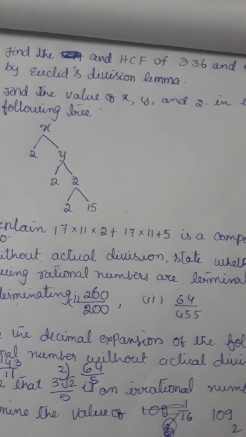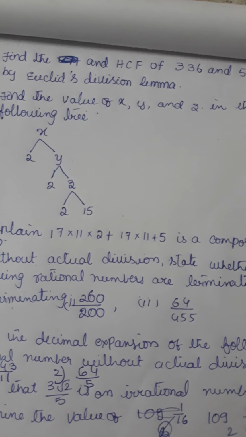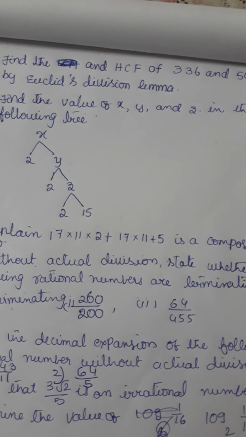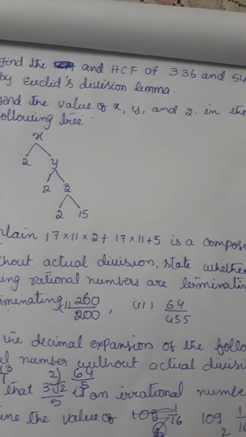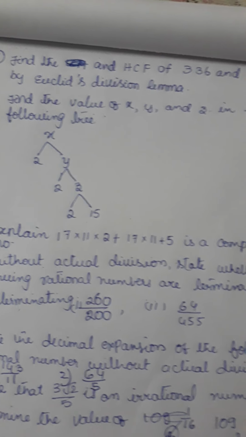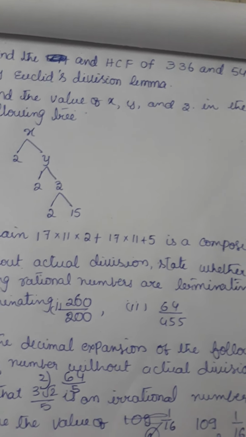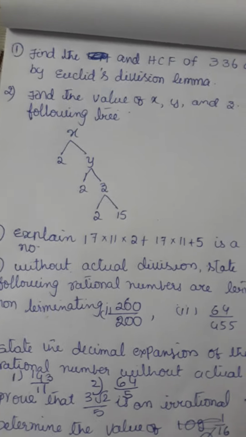Therefore, according to the fundamental theorem of arithmetic, any composite number can be written in the form of a product of primes. Similarly, if you can write anything as the product of primes, their product is automatically a composite number. Hence, we say that 17 into 11 into 2 plus 17 into 11 into 5 is a composite number.